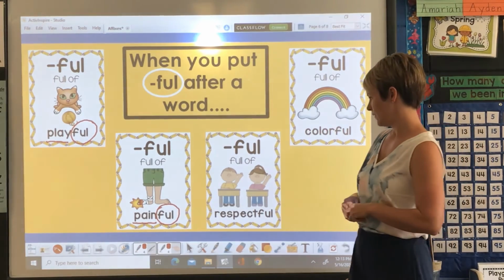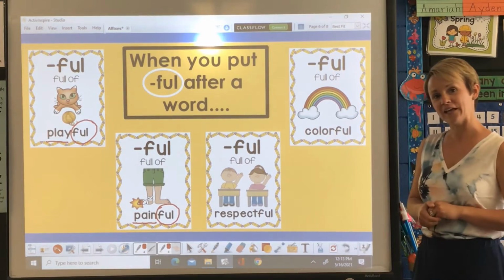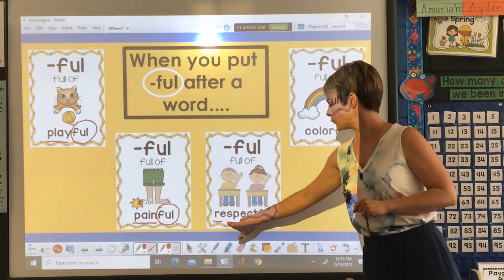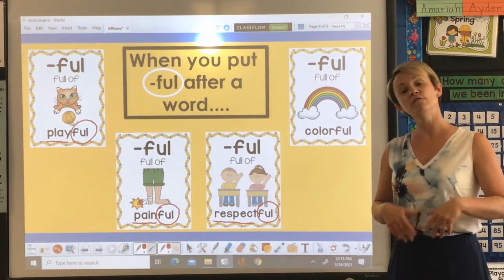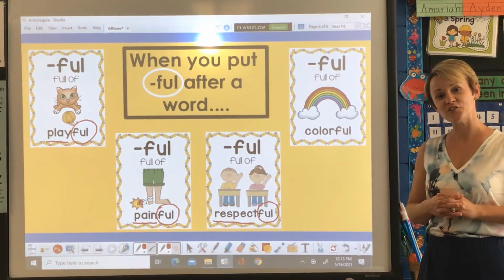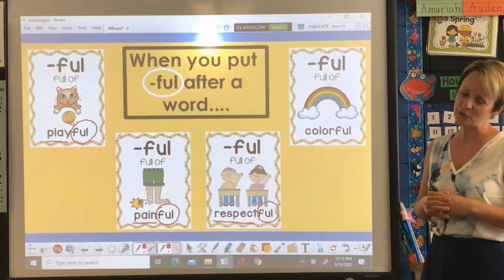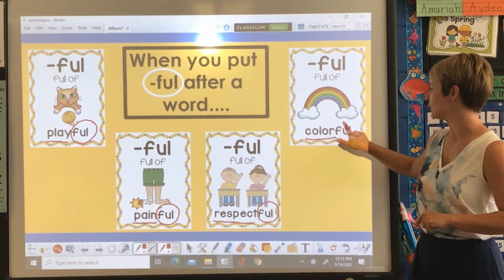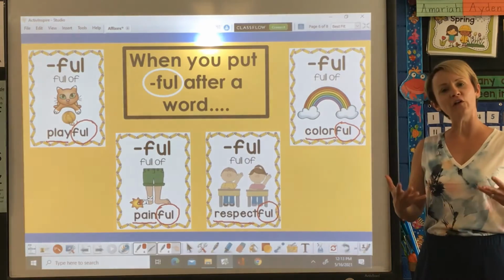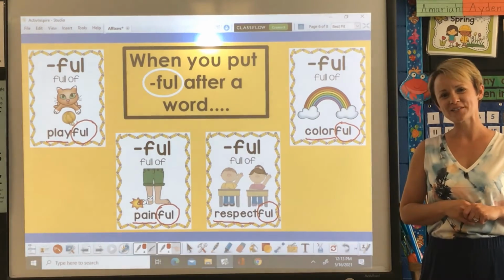Painful. These children are raising their hand before they speak. That's respectful. They are full of respect for their teacher. And this beautiful rainbow is colorful. It is full of many different colors.